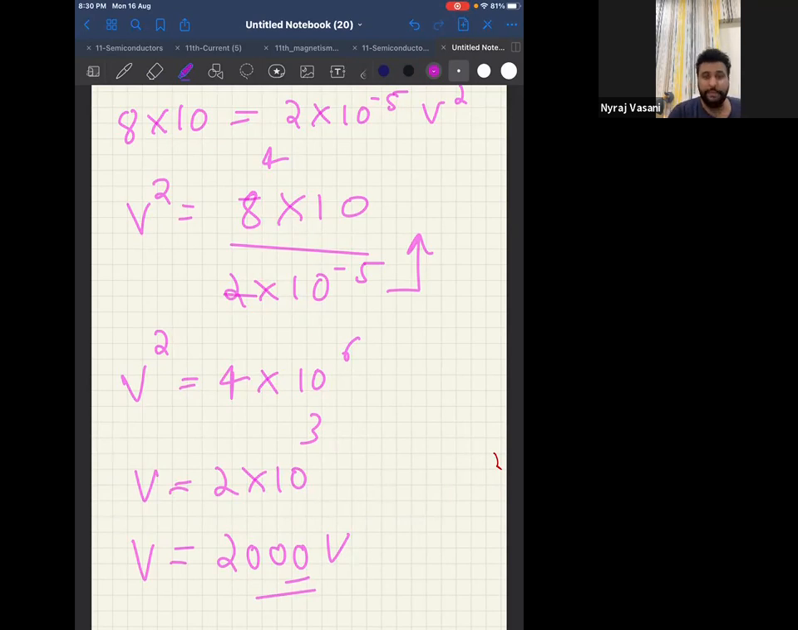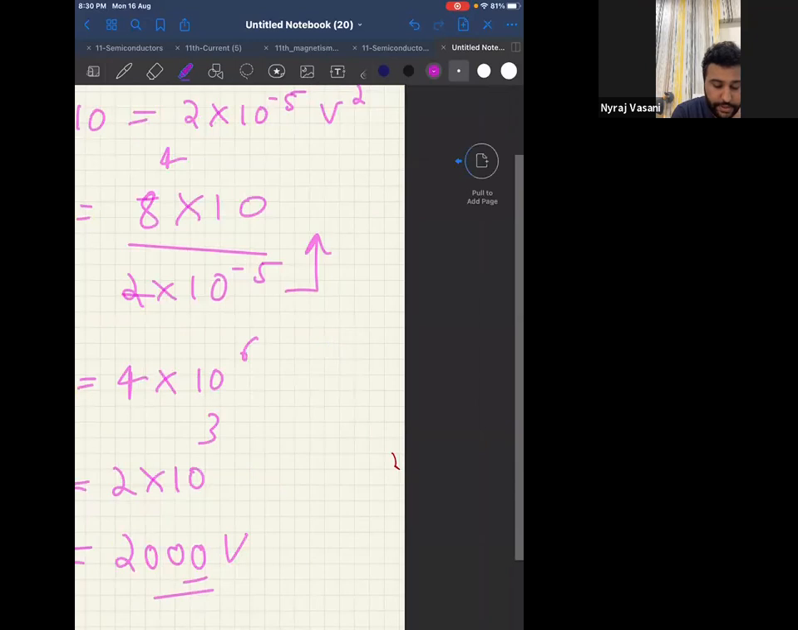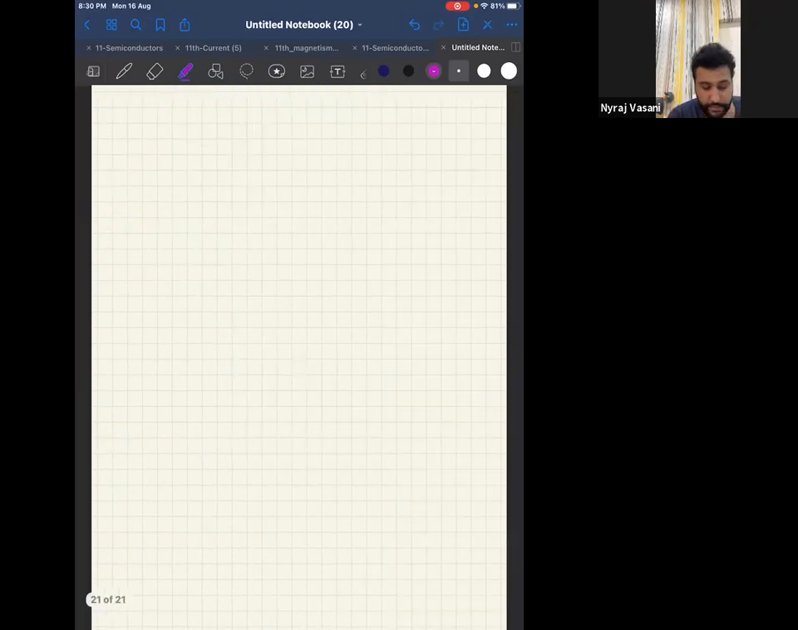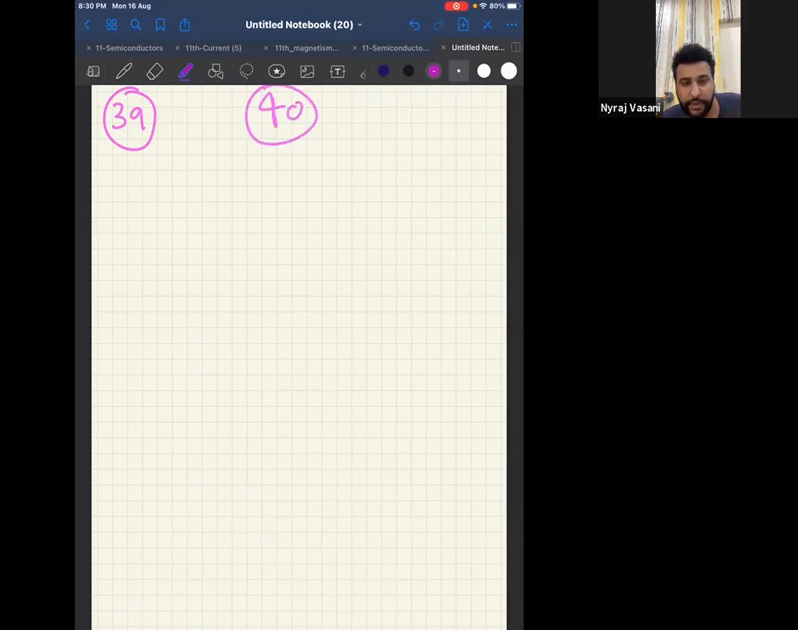Now, another simple question, turn the page. Start with question number 39. Before you do 39, quickly tell me the answer for 40. We have done a similar question last class. First do 40, then do 39. First give me the answer for 40 and then give me the answer for 39.